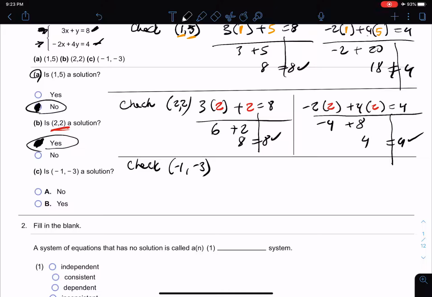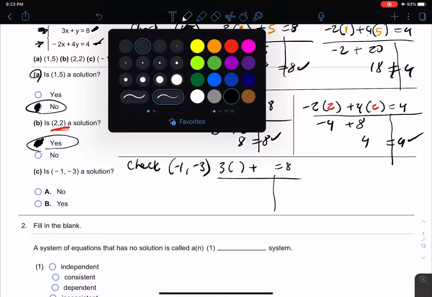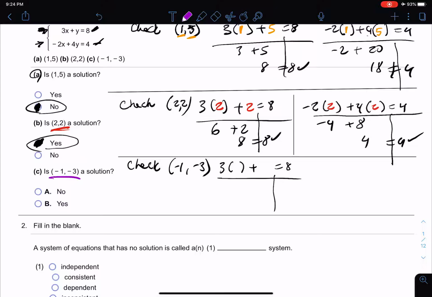That first equation was 3 times x plus y equals 8. Now we want to check it out. I'll use a different color this time just to keep things sorted out. How about purple? Negative 1 goes in for x and negative 3 for y. When I simplify, 3 times negative 1 is negative 3, plus a negative 3, which gives me negative 6 right away. That is not working, so it doesn't matter if the other one does work. This is not going to work because both have to work. So it's no. Negative 1, negative 3 is not a solution for that system.